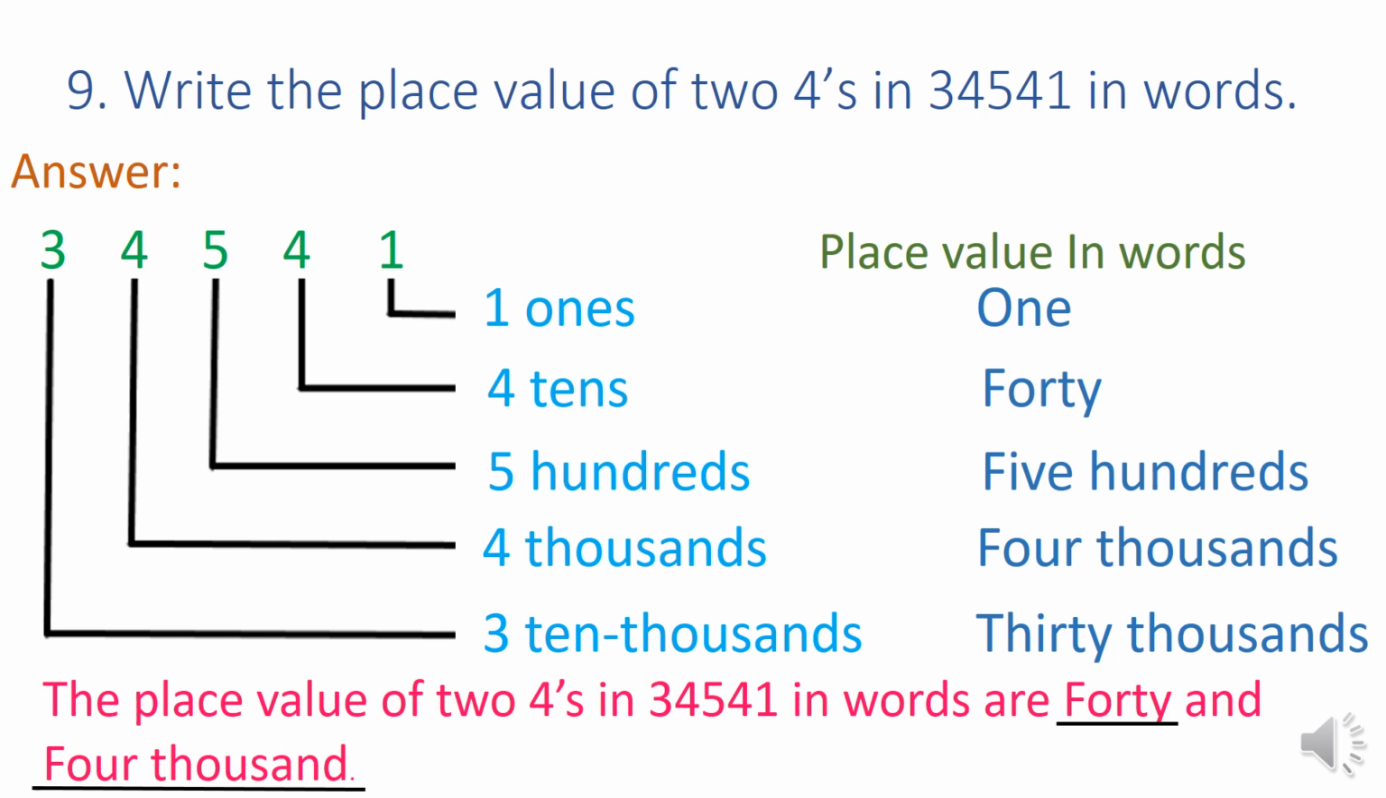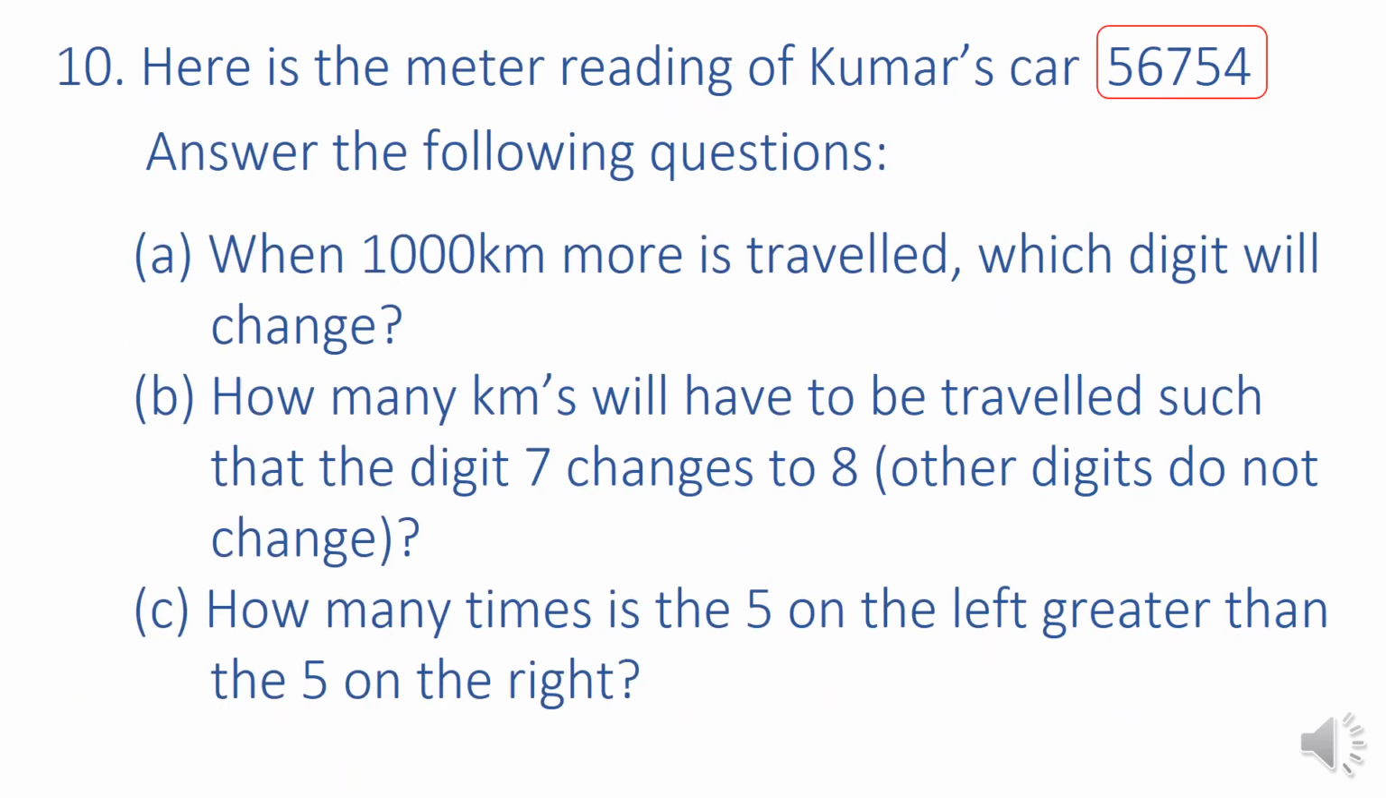So the place value of 2 fourths in 34,541 are 40 and 4,000. And also write 40 and 4,000 in words. We got our answers. Now we are going to the next question. Our 10th question is, here is the meter reading of Kumar's car.